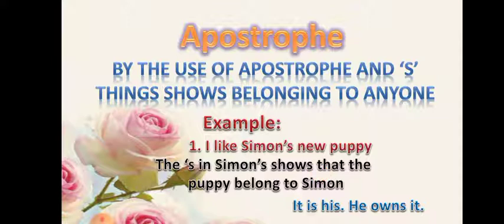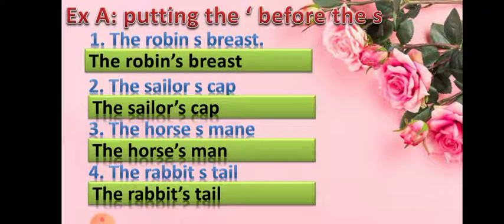Okay, students, now let's open page number 26 and start exercise number 1. Exercise A. Putting the apostrophe. This is the sign of apostrophe, students. Putting the apostrophe before the S. As you can read, the robin's breast. Here there is no apostrophe before S. When we add the apostrophe before the S, it shows the robin's breast. The robin's breast. The sailor's cap. By the use of apostrophe, it shows this cap belongs to the sailor.